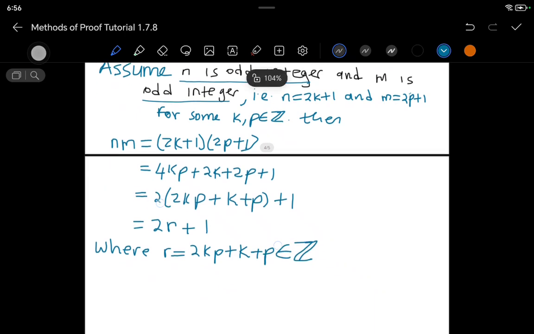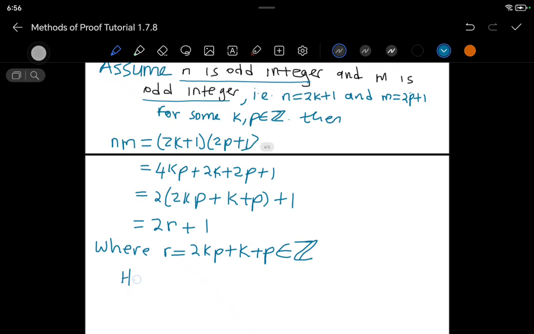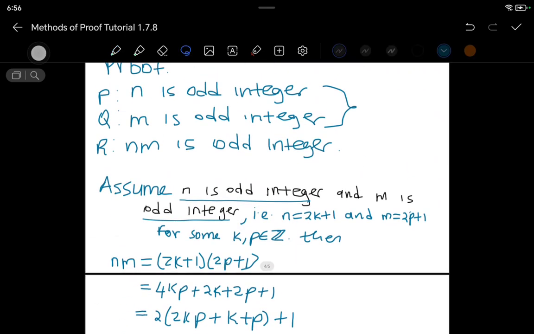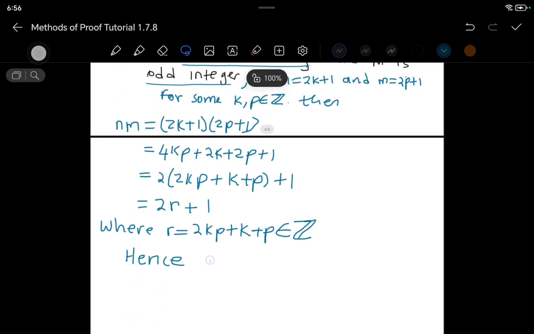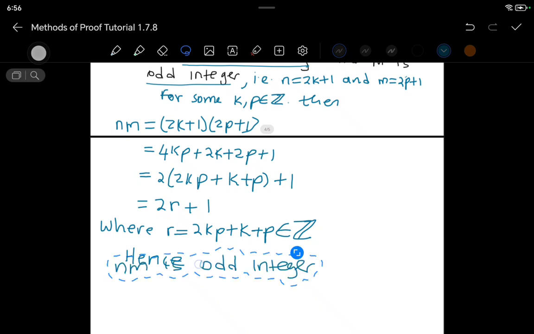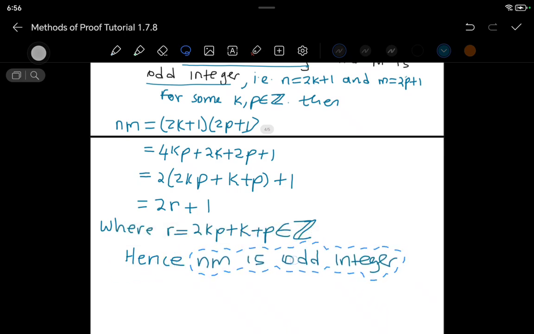Right? Then I conclude. I say hence, when you conclude, remember I said that you're going to write the assumption. So I might as well copy this and paste it there. Yeah, you're going to write the conclusion, not the assumption. You write the conclusion. So I might as well copy and paste. Hence, mn is odd integer.